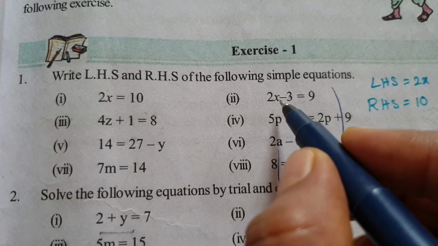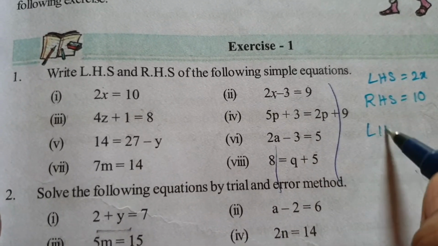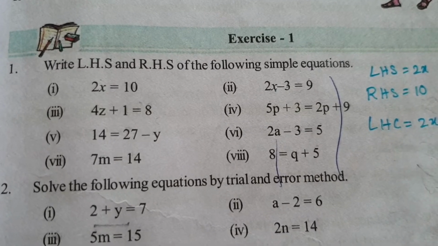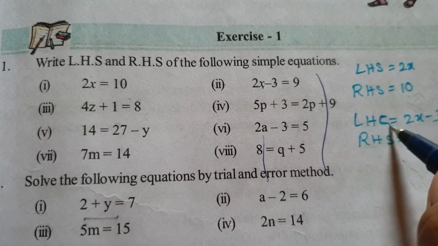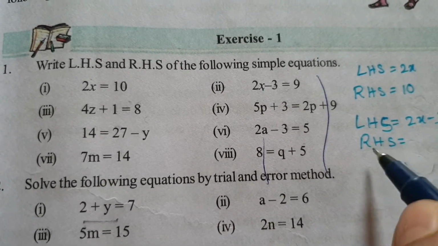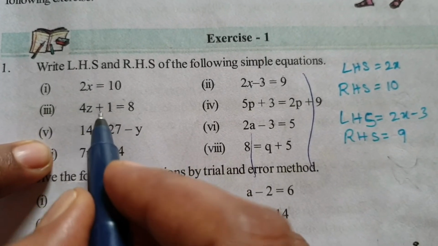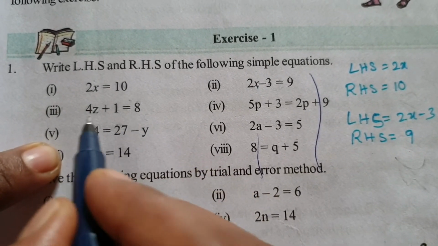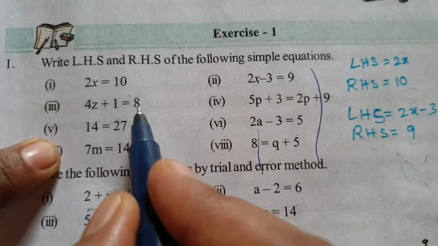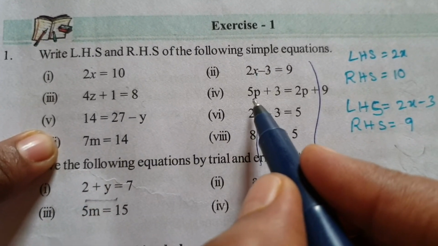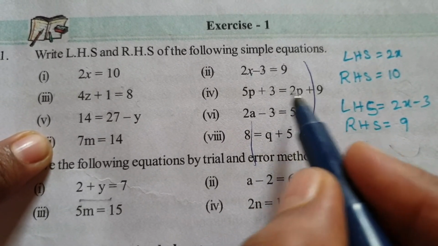Second question, 2x minus 3 equal to 9. In that, LHS equal to 2x minus 3, RHS equal to 9. Third question, 4z plus 1 equal to 8. LHS equal to 4z plus 1, RHS equal to 8.